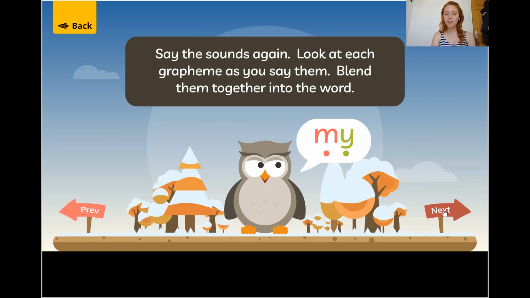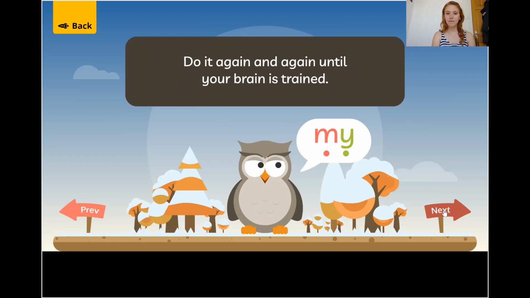Then you say the sounds again. You look at each grapheme, each letter that shows the sound as you say them, and then you blend them together into the word "ie", my. Just keep going until you know it off by heart. Should we do it together? And when you think, I really know this now, I'm good at this, I've got it, then you can finish and hopefully you'll remember it. If you forget it though, no problem. Just go back to it another time.